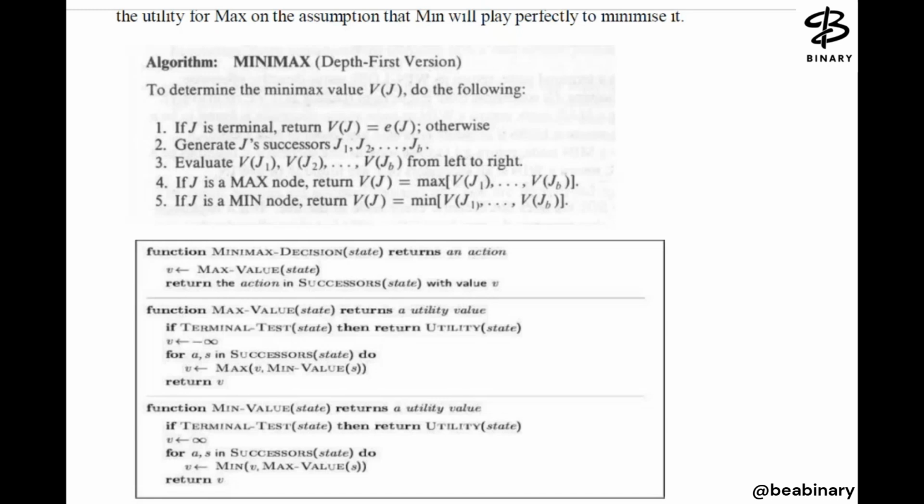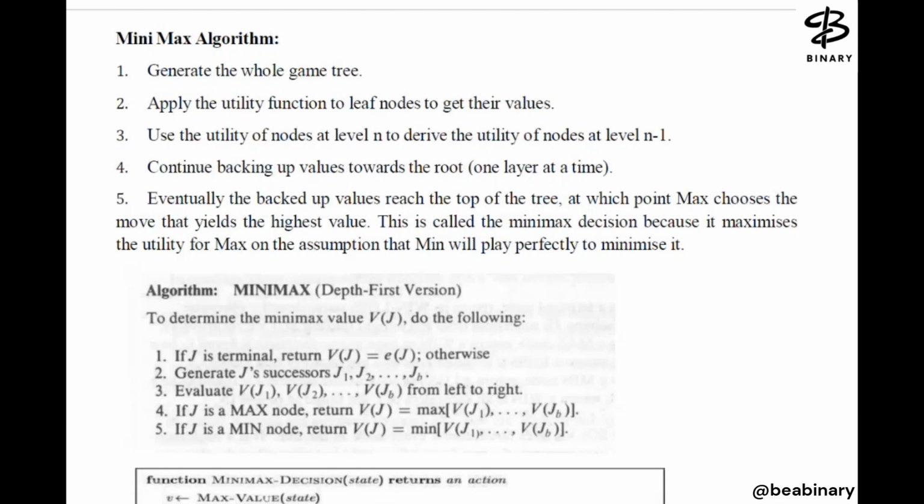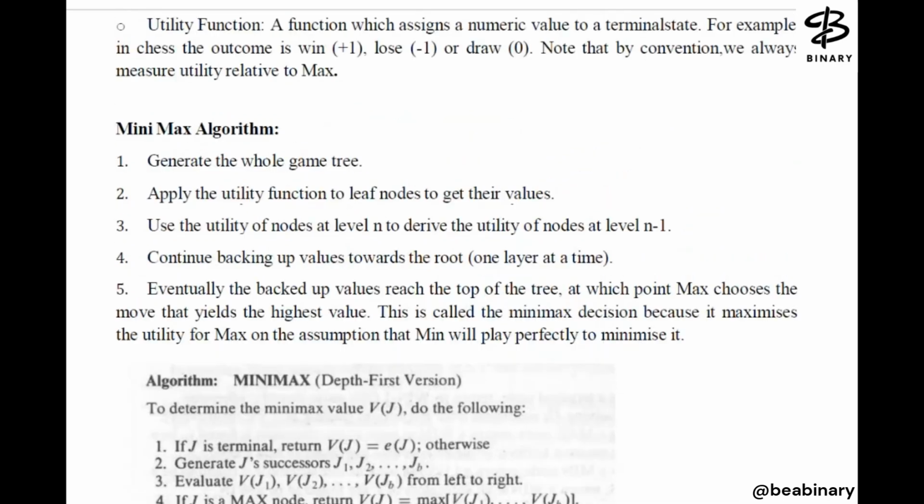that first the function minimax decision of state returns an action, whether it will perform the max value, and returns the action in a successor with the value v. And then the function max value returns a utility value. We perform the terminal test, and if it is terminal, then it returns the utility; otherwise the looping will be performed here. Or simply we can determine that if the particular node is terminal, then it will terminate, otherwise it will generate the other successors according to the max node and the min node.